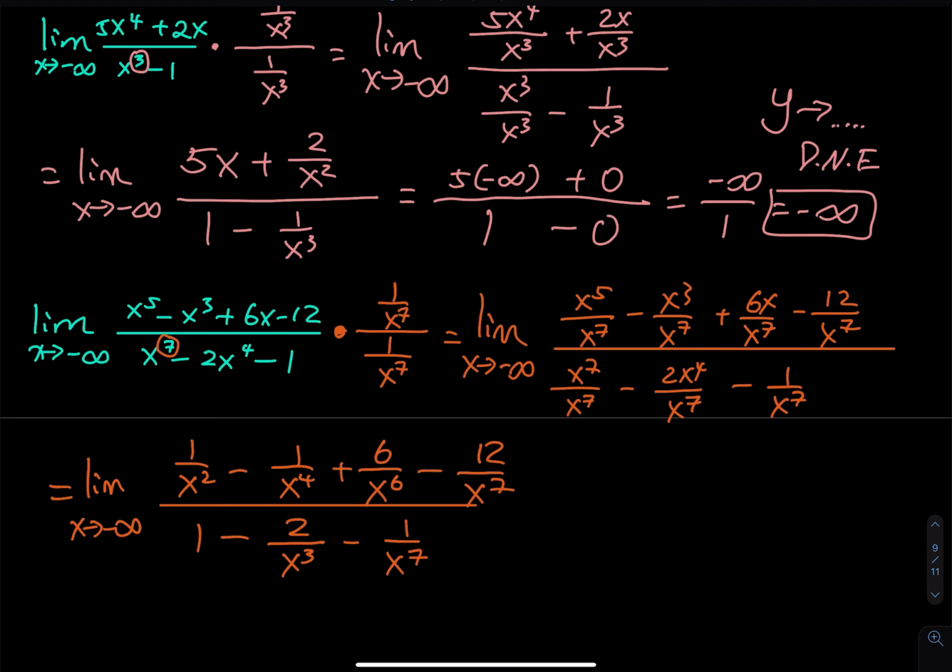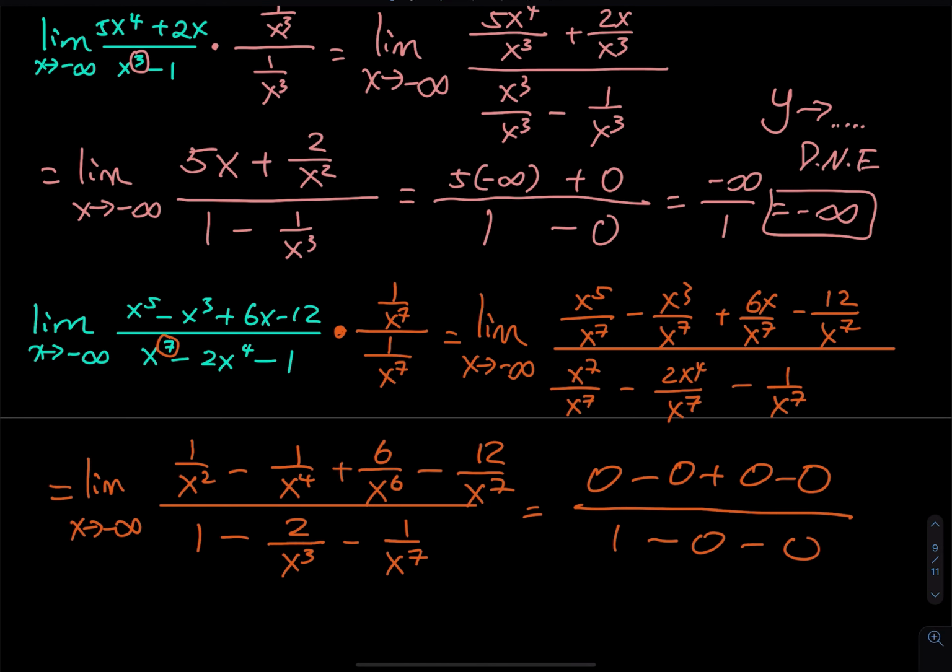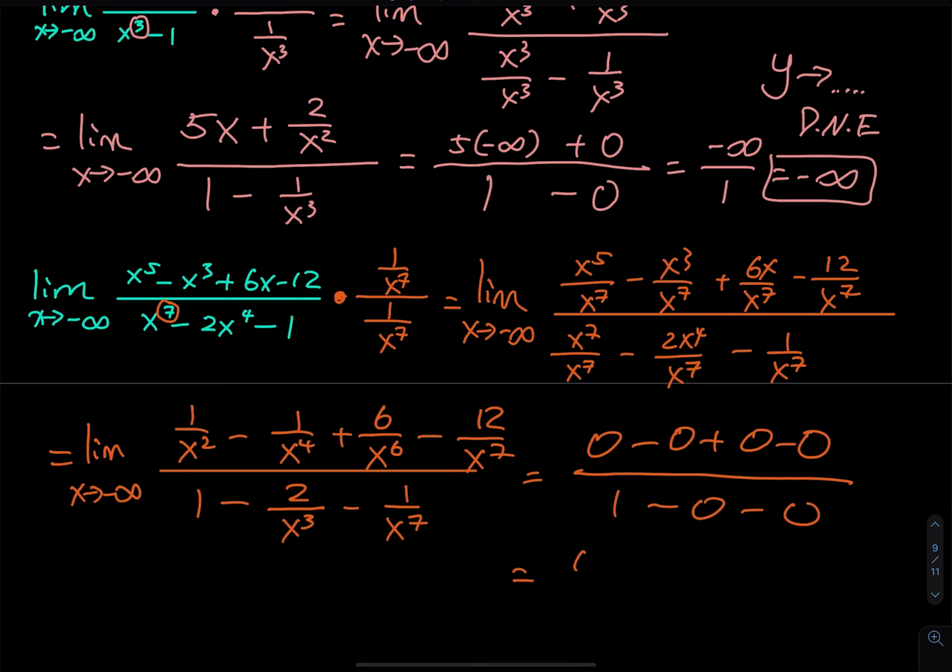All right. So once x approaches infinity, all the fractions become 0. So 0 minus 0 plus 0 minus 0 divided by 1 minus 0 minus 0. I can have 0 on top, that's fine. So we have 0 divided by 1, so the answer is equal to 0. Again, it is okay to have 0 in the numerator.